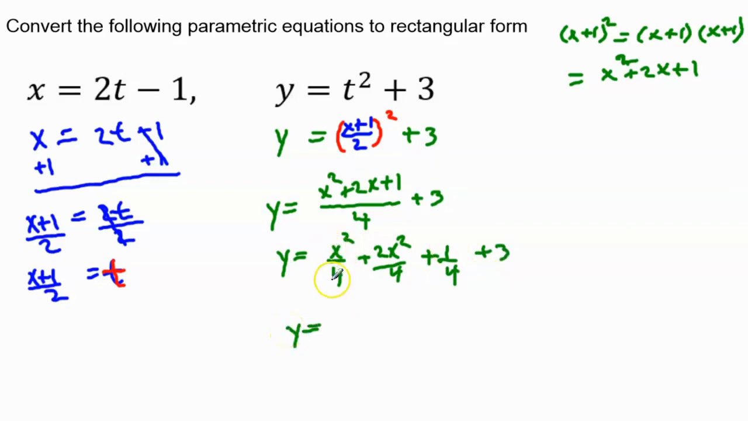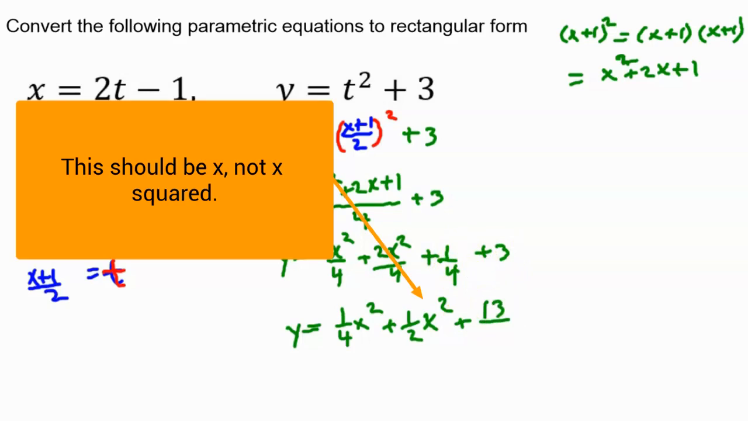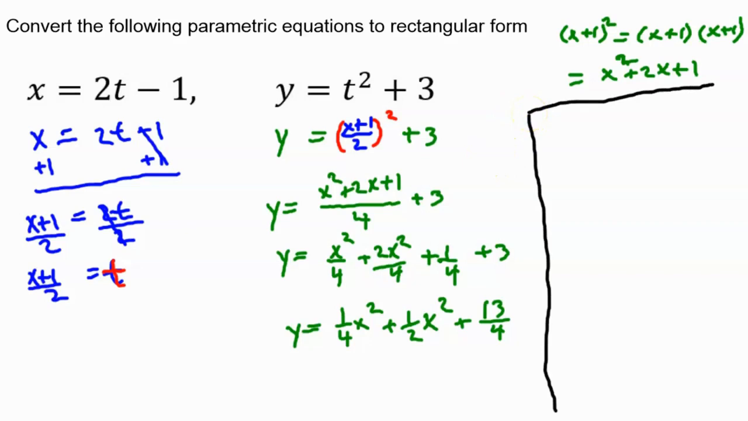So when we simplify everything, it should be 1/4 x squared plus, and if you simplify that 2 over 4, that's going to be 1/2. So 1/2 times x, which should be x instead of x squared. And then if we add 1/4 and 3, you can check this with the calculator, it's going to be 13/4. So except for the fact that I wrote x squared there instead of x, that's your answer.